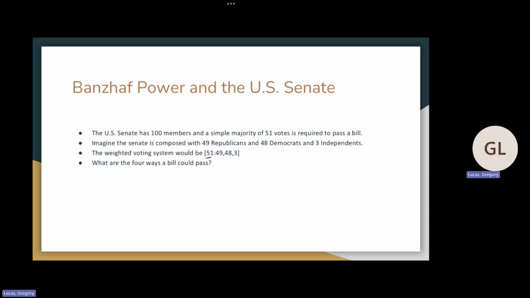And then let's now talk about the 4 ways a bill could pass. So try and find those 4 combinations. I'll give you a second, so pause it. So obviously, if everyone says yes, something would pass.